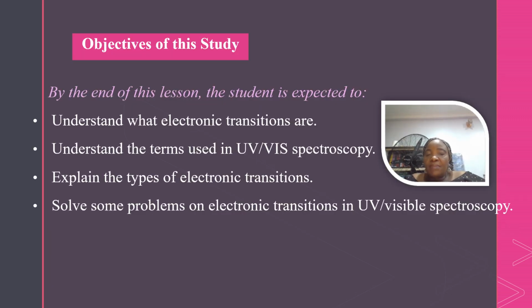Objective of the study. By the end of this lesson, the student is expected to understand what electronic transitions are, to understand the terms used in UV and visible spectroscopy, to be able to explain the types of electronic transitions, and solve some problems on electronic transitions in UV visible spectroscopy.